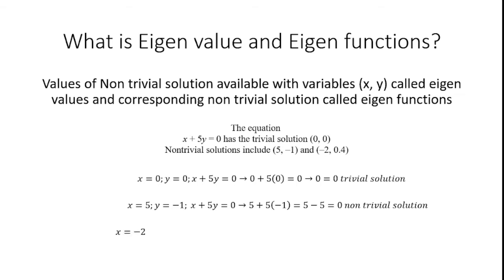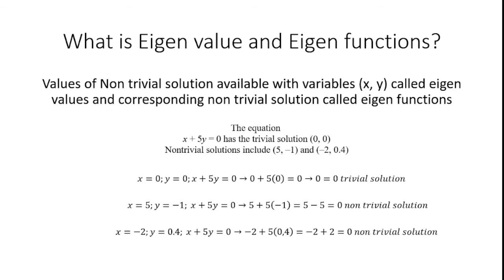And then x equal to minus 2 and y equal to 0.4. Likewise I can enter these in the same equation, x plus 5y is equal to 0. From this, minus 2 plus 5 into 0.4, which is minus 2 plus 2, is equal to 0. Likewise I get 0 from the equation, which is also a non-trivial solution. Now you may be aware of what is meant by trivial solution and what is meant by non-trivial solution.